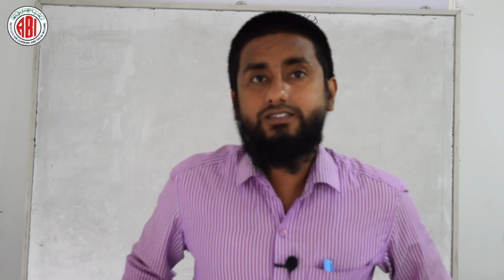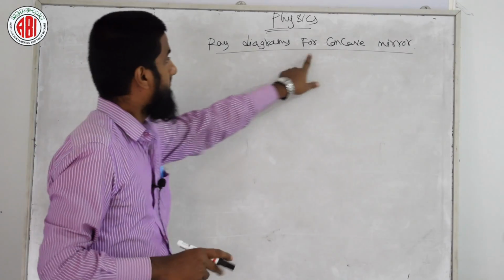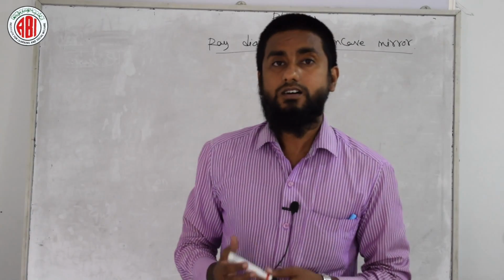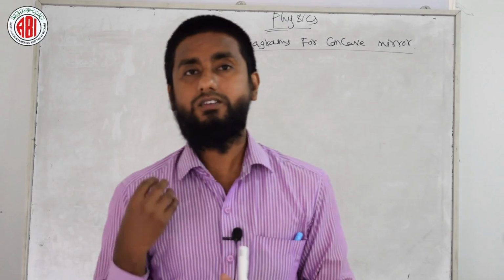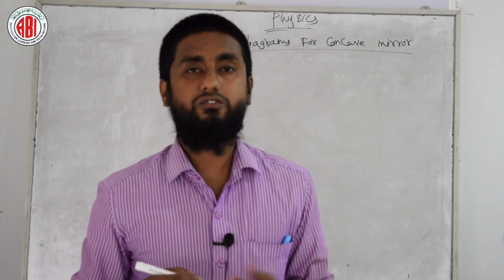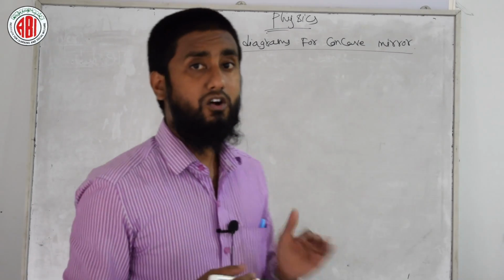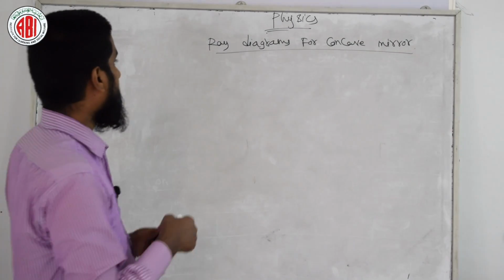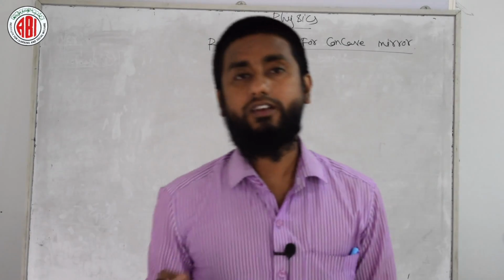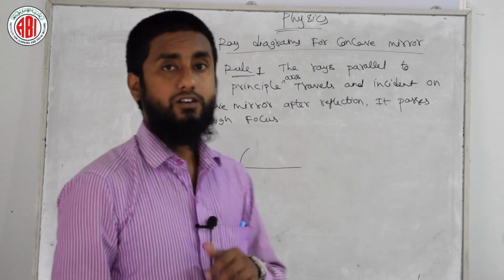Now our topic is ray diagram for concave mirror. Students, look at the board. Ray diagram for concave mirror means, to get the image from a concave mirror we need some rules, and we need to follow those rules. So these rules are nothing but the ray diagram rules for concave mirror. Look at the board. This is rule 1, and you can find these rules in your reader on pages 6, 7 and 8.